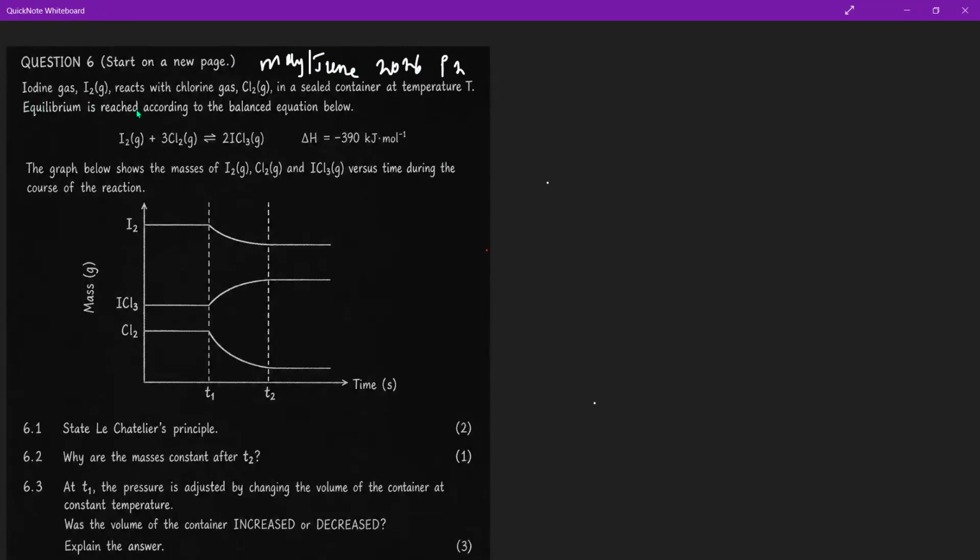Iodine gas I2 reacts with chlorine gas in a closed container. At temperature T, equilibrium is reached according to the balanced equation, and delta H is less than 0, so the forward reaction is exothermic: I2 + 3Cl2. So this is our reaction. The graph below is drawn of mass versus time T. Okay, so we're going to start now.